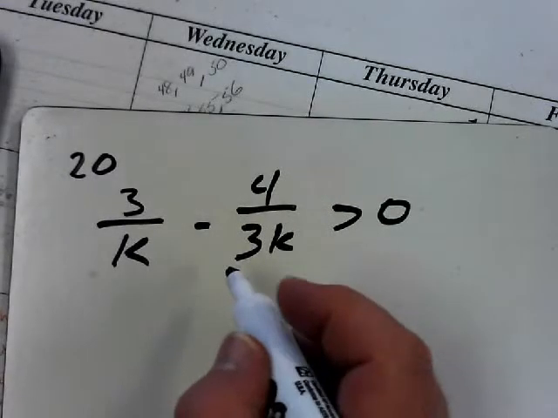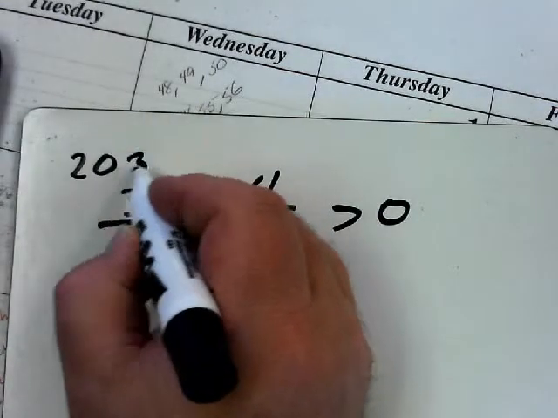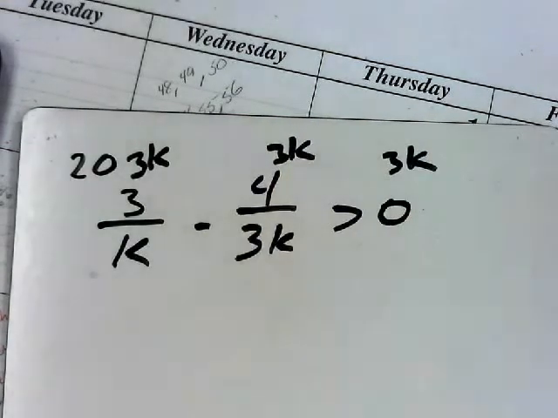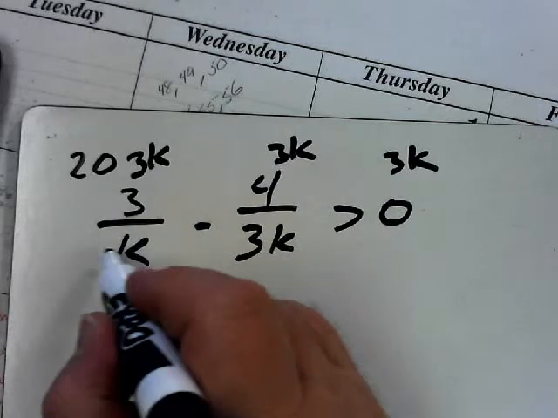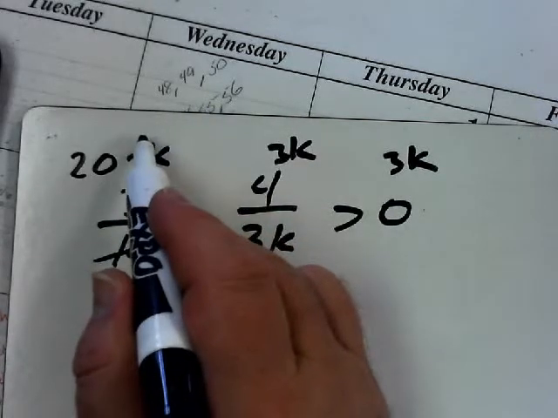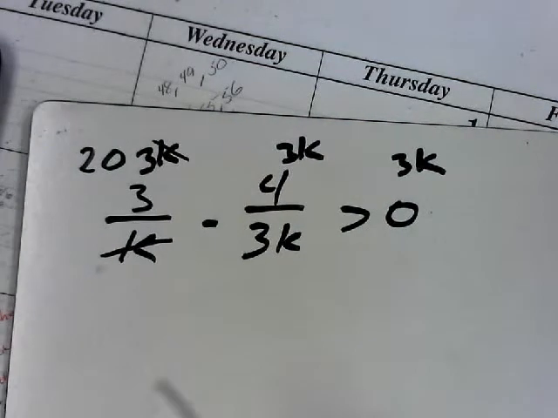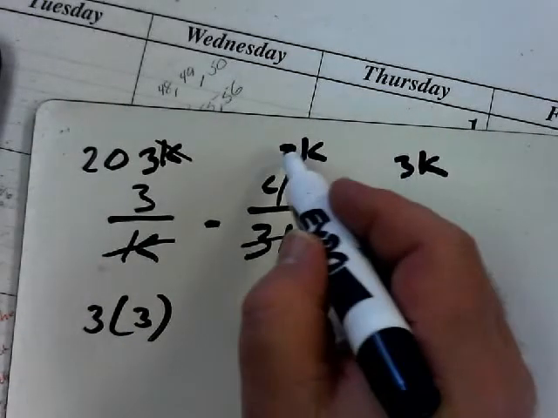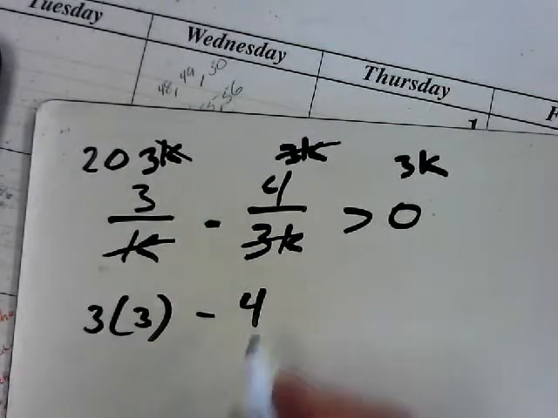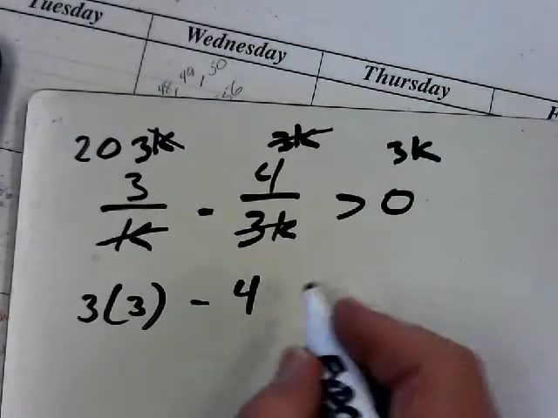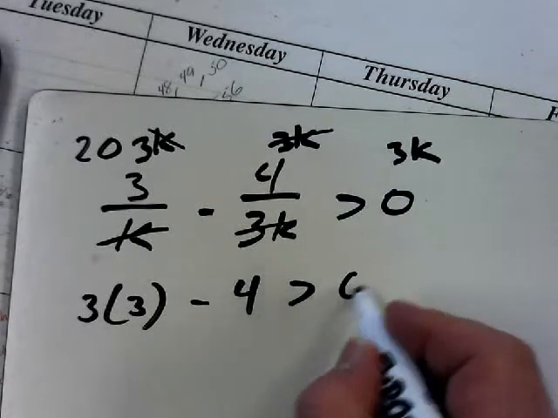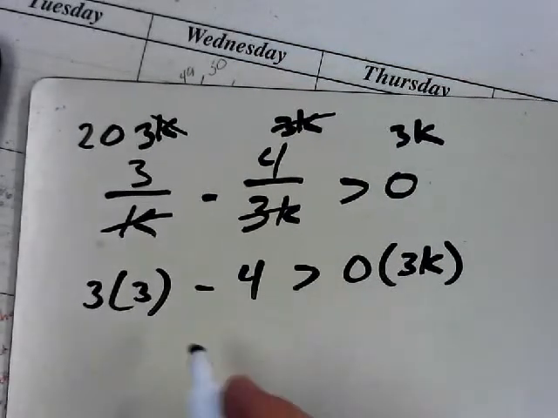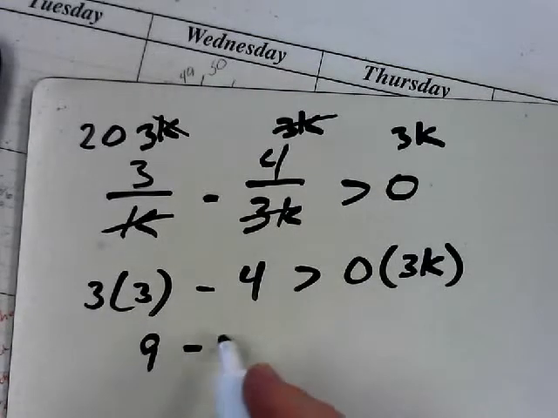Common denominator. It's 3K. This K will cancel this K, so I have 3 times 3. This 3K cancels all of that 3K, so I'd have a negative 4. Nothing to cancel here, so I have 0 times 3K. So I have 9 minus 4.